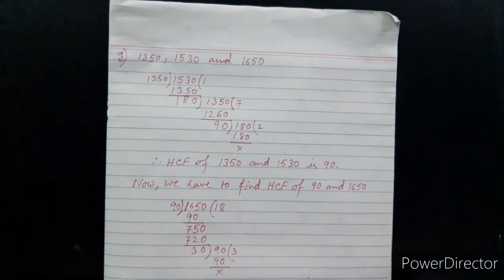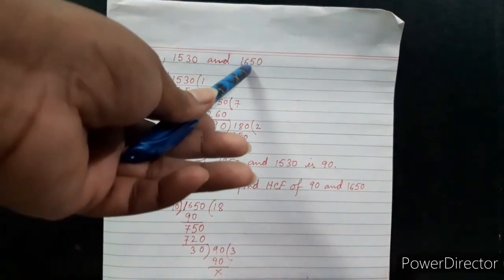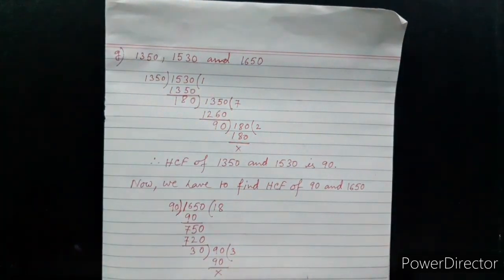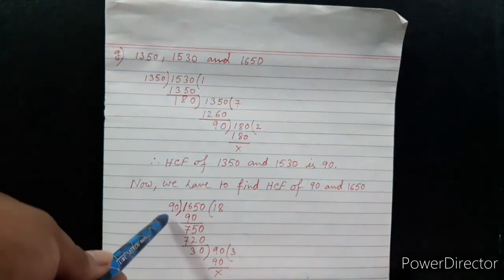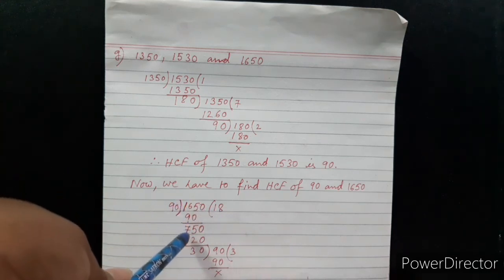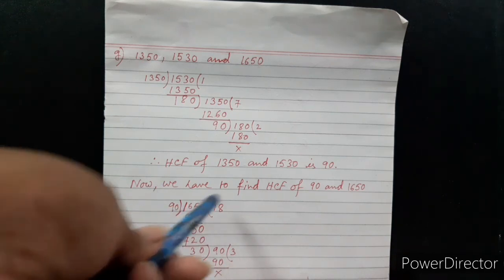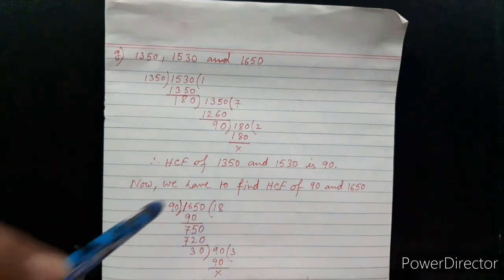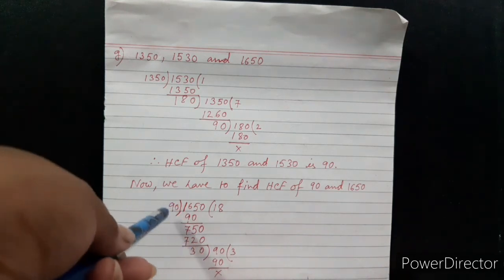Now the next step. Now we consider this 90 and 1650. 90 is the smaller number, so we divide 1650 by 90. 90 ones are 90. After subtracting we get 75 as remainder. We put the 0 here. Finally we get 750. Then again 90 8s are 720. After subtracting we get 30, which is smaller than 90.